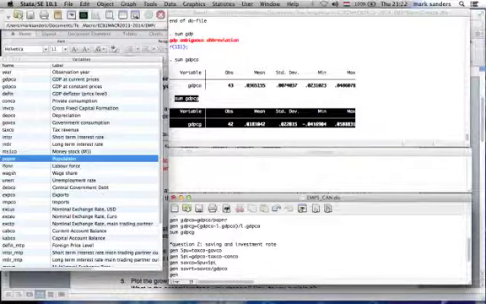And for investment, we need the investment rate.